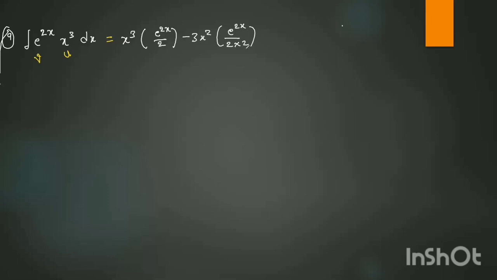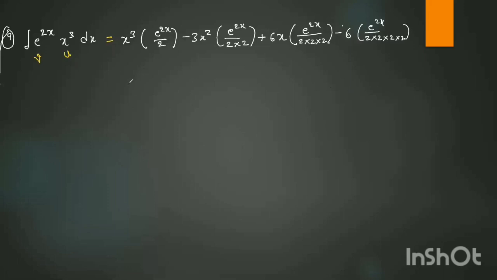I hope all of you got this point. The integration of e to the power 2x is e to the power 2x divided by 2, with one more 2 we have already. Plus, again differentiate the previous term, 3x square, differentiation is 6x. Again integrate e to the power 2x, so 2 into 2 into 2. Minus, differentiate 6x, differentiation of x is 1, so it is 6 e to the power 2x divided by 2 into 2 into 2 into 2. Again, if you differentiate 6, it is 0. That's it.